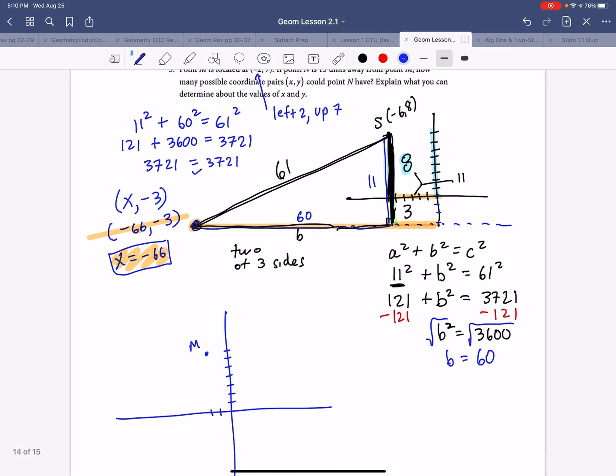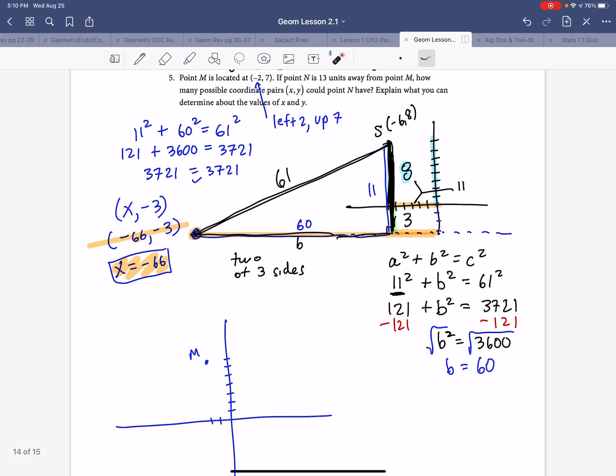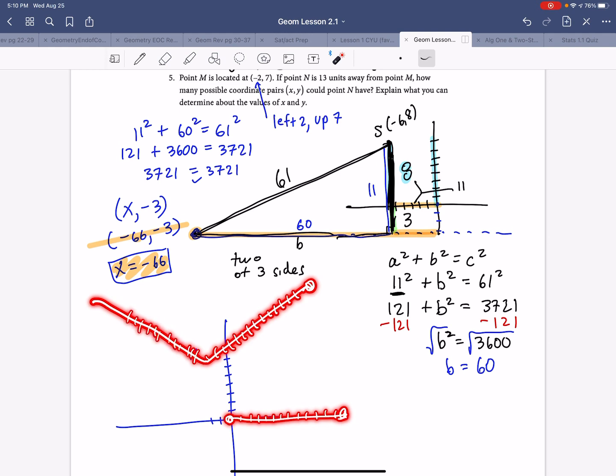Now, N is 13 away. Okay, so if that's 1, 2, 3, 4, 5, 6, 7, 8, 9, 10, 11, 12, 13, so about that far away. If I take my measuring stick and put a congruent line, this point would be fine. 1, 2, 3, 4, 5, 6, 7, 8, 9, 10, 11, 12, 13. About that far away. You see what I'm saying? It says, what are some possible coordinates that could be N?